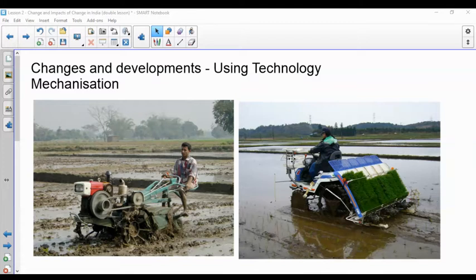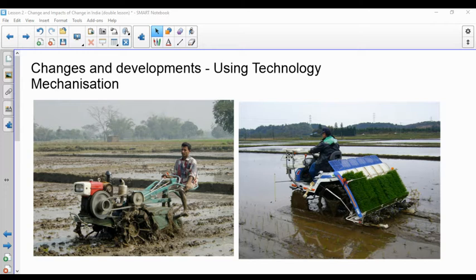Okay, in this tutorial, we're going to review the impact that technology, specifically mechanization, has had on farming in the developing world. And in this case study, we're looking at some of the changes made in farming in India, especially in rice farming. So let's first consider what the change is. Let's describe the change.